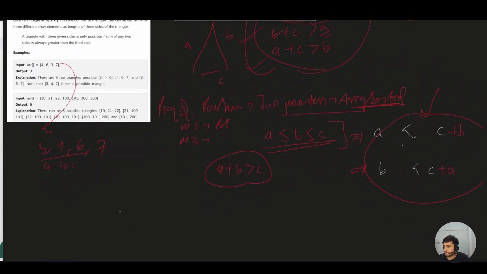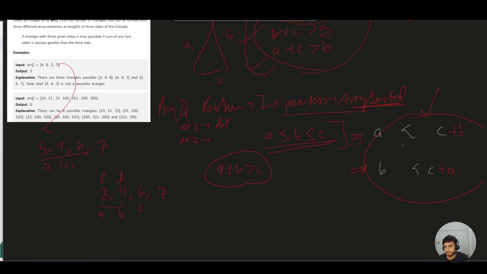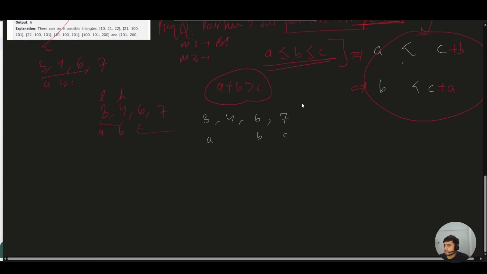तो हम यहाँ पे array को sort करेंगे, and after sorting the array, you will have 3 4 6 and 7, right? And we need to decide our low and high pointer. So this will be our low, this would be our high pointer, and this would be our C, right? So this would be our range of A and B, possible A and B. So this would be our potential pointers, right?